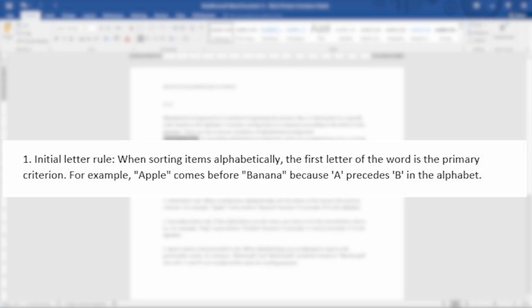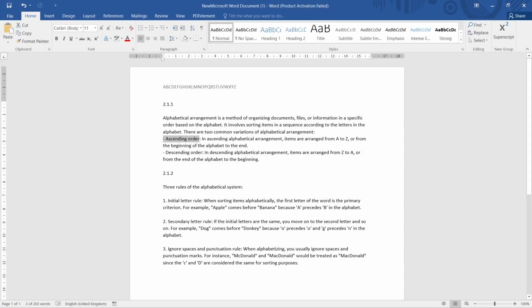When sorting items alphabetically, the first letter of the word is the primary criterion. For an example, apple comes before banana because A precedes B in the alphabet. So this means that all the words on your list, whenever you arrange them in an ascending order, the first rule simply says that we only look at the first letter of the word, just like apple, as they've given us an example here, and then banana.